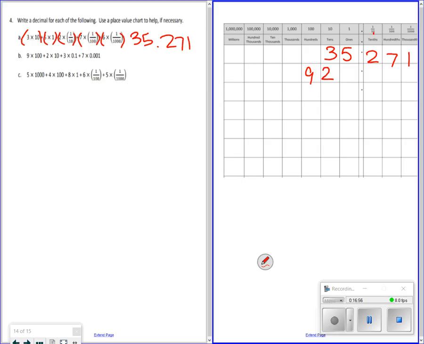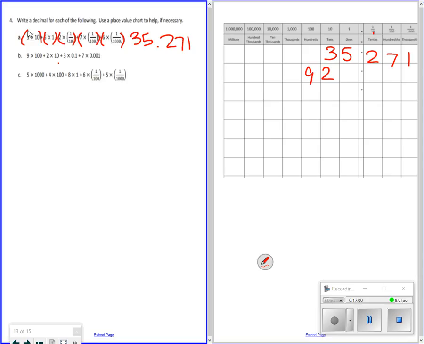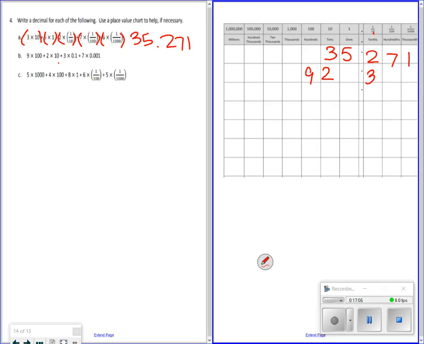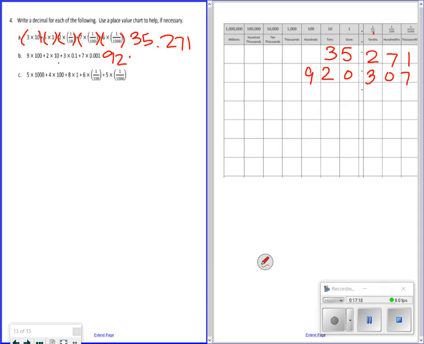So here we have 9 in the hundredths. 2 in the tens. Nothing in the ones. There's no 1 here. 3 in the tenths. 7 in the thousandths. 0 and 0 are going. I thought you said you go to 0. I was like, no, I didn't. Okay. I did not. 9, 2, 0, 3, 7. 920 and 307 thousandths.